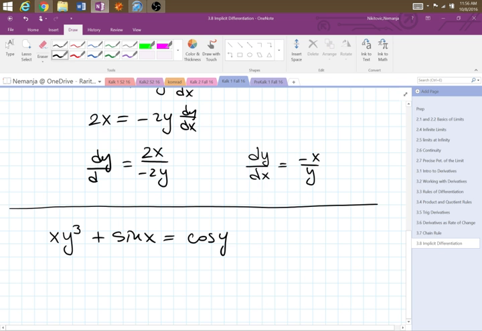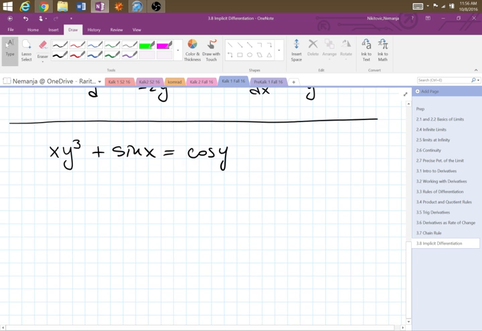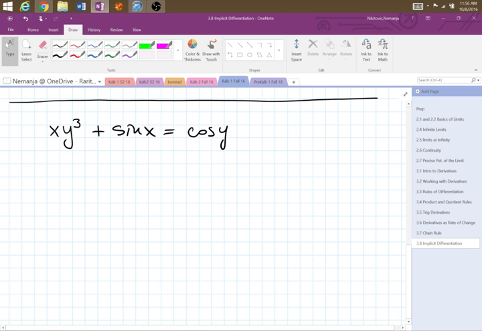Does anyone see anything interesting going on in this problem? Multiple y's, awesome. What else? Multiple x's are a standard feature. Product rule, very good. First term is the product rule. Awesome. It's a function x times y cubed.